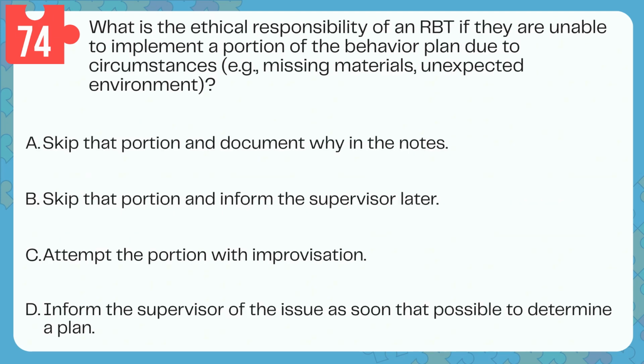Question 74. What is the ethical responsibility of an RBT if they are unable to implement a portion of the behavior plan due to circumstances, for example, missing materials or an unexpected environment? A, skip that portion and document why in the notes. B, skip that portion and inform the supervisor later. C, attempt the portion with improvisation. D, inform the supervisor of the issue as soon as possible to determine a plan.